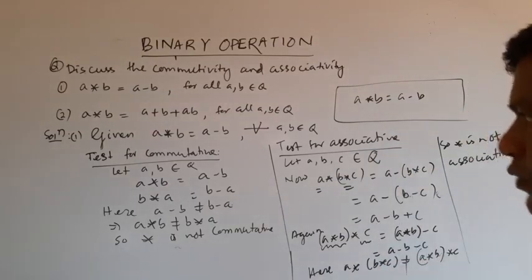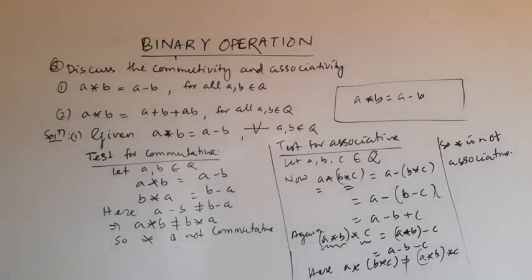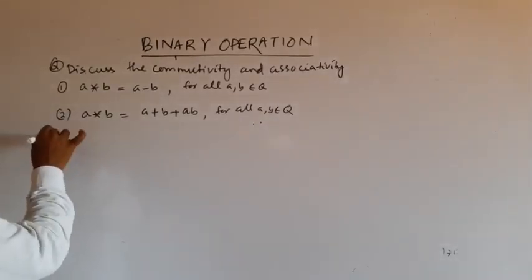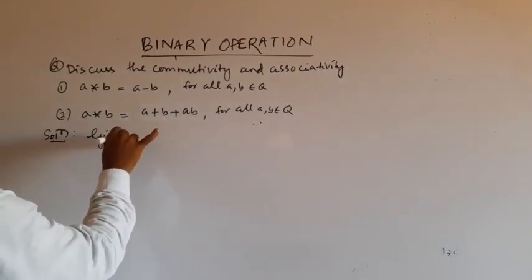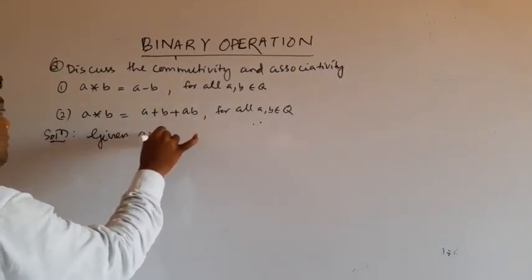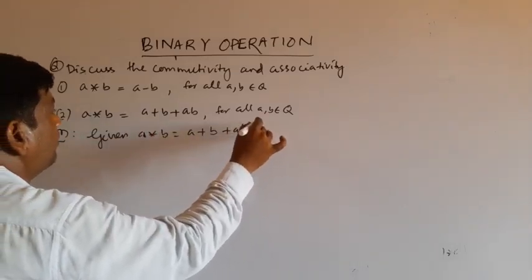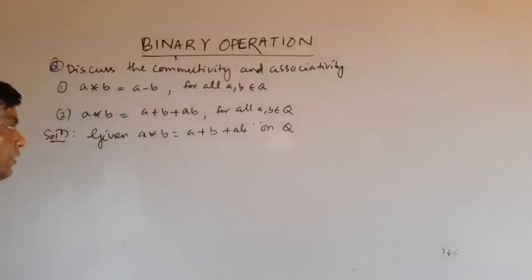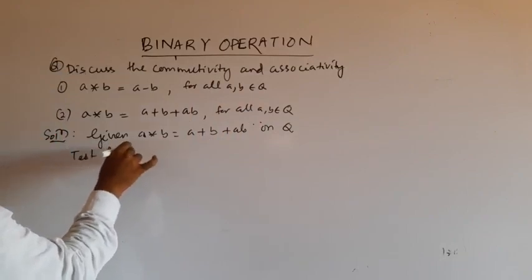Now the solution of question number 2. Given a star b is equal to a plus b plus ab on the set of rational numbers Q. Then test for commutative.